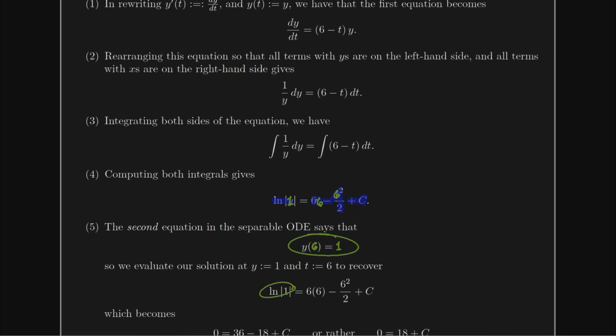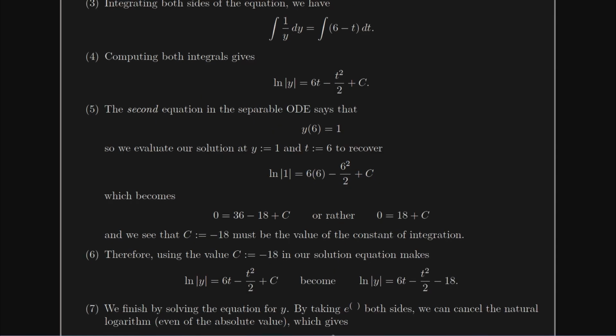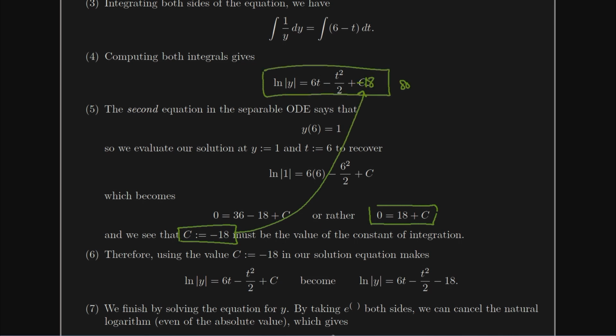We find that the log of 1 is equal to 36 minus 18 plus c. 36 minus 18 happens to be 18, and log of 1 is 0, so 0 is 18 plus c. In other words, c is negative 18. We can plug that value in for c. So now this equation simply needs to be solved for y, and we will be finished.